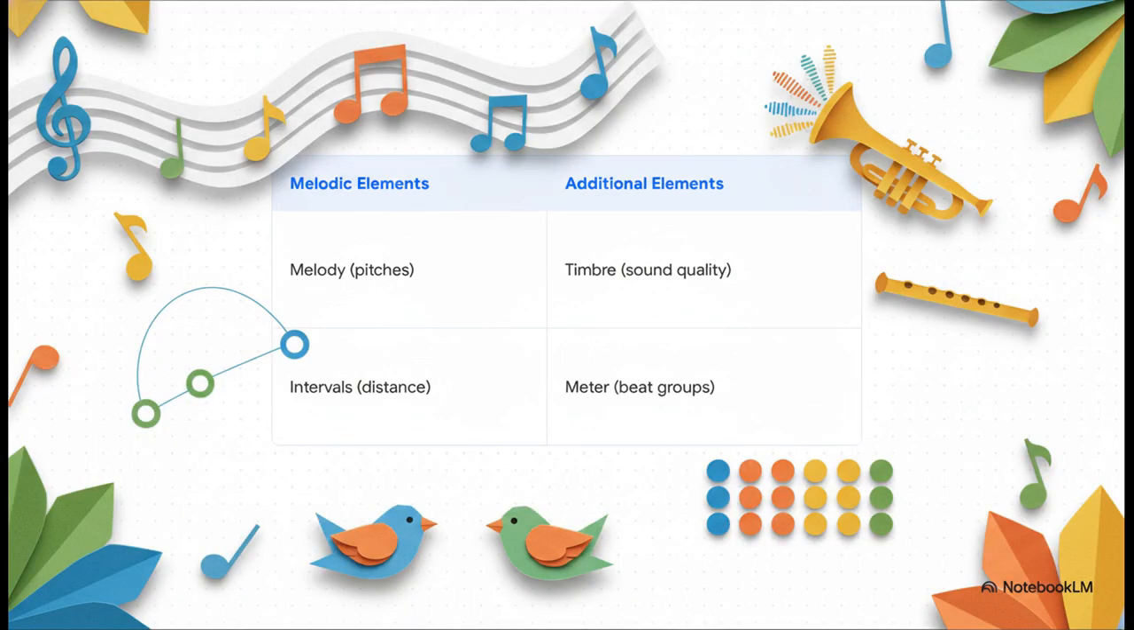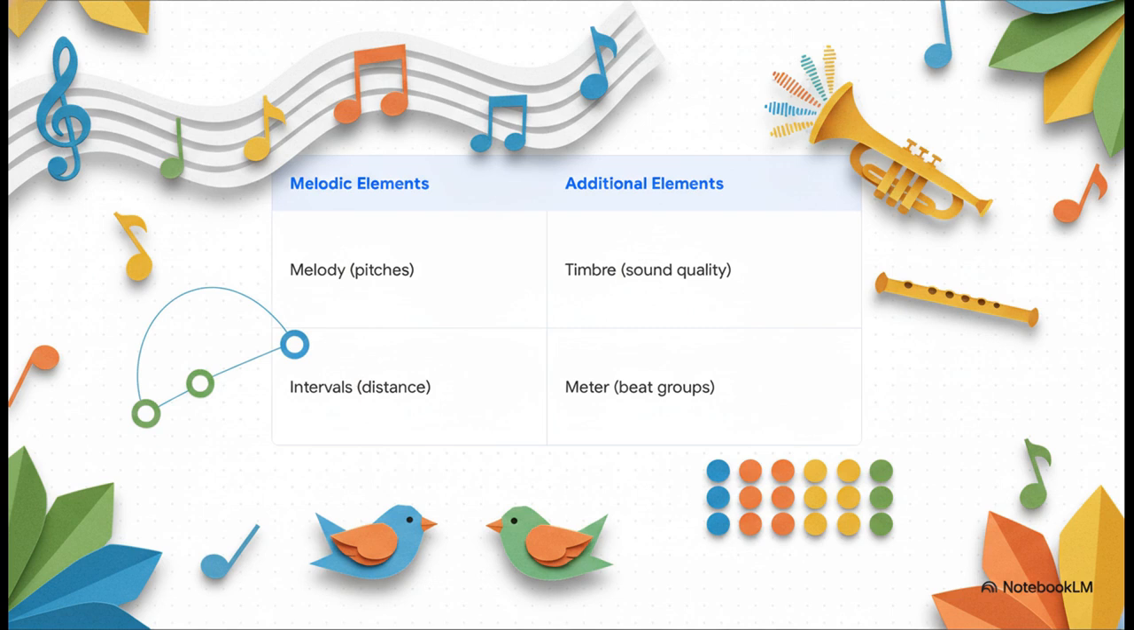Building right on top of that foundation, let's look at melodic and a few additional elements. Melody is your sequence of pitches that forms a musical idea. You know, it's that catchy tune your students are going to be humming all the way down to the cafeteria. Intervals represent the distance between two of those pitches. Next is timbre. Honestly, this is such a fun word to teach kids. It refers to the unique sound quality or the tone color of a voice or instrument. It perfectly explains why a bright, brassy trumpet sounds absolutely nothing like a soft, airy flute, even if they're playing the exact same note. And finally, meter is how we organize beats into recurring groups.